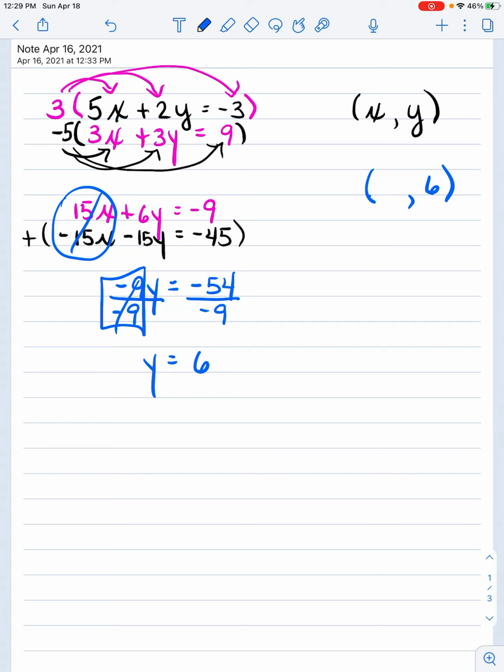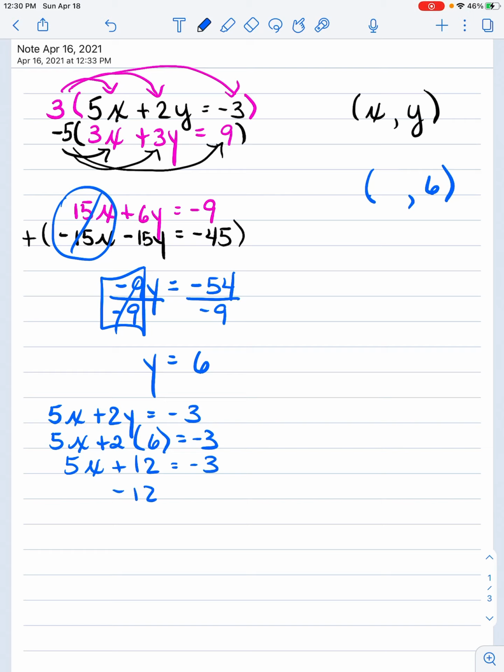Okay, so now how am I going to get my x? Well, I'm going to go back to my original equations and plug in y. So let's do it in the first one. We have 5x plus 2y equals negative 3. I don't know my x, so it's going to remain 5x, plus 2 times, well, I know y is 6, and that should equal negative 3.